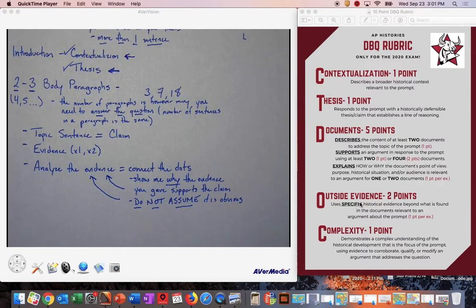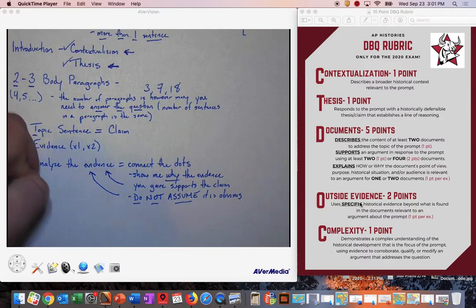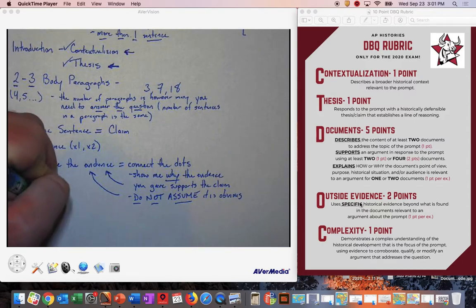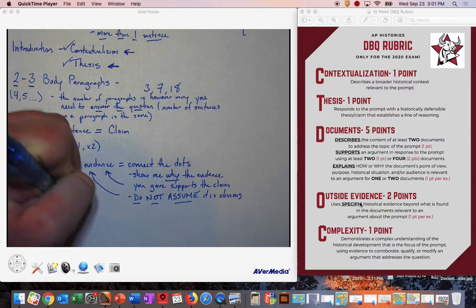This is how you write a body paragraph. TEA. So you are always going to have a nice cup of tea when you write a body paragraph.